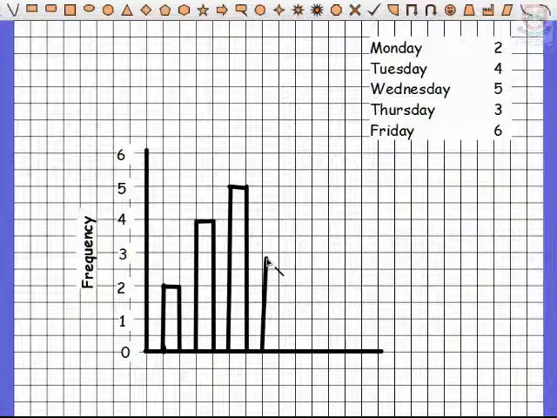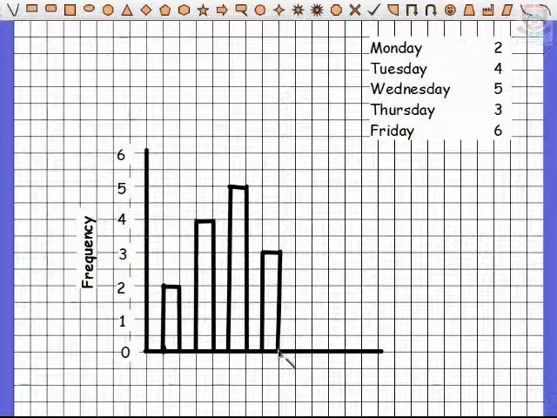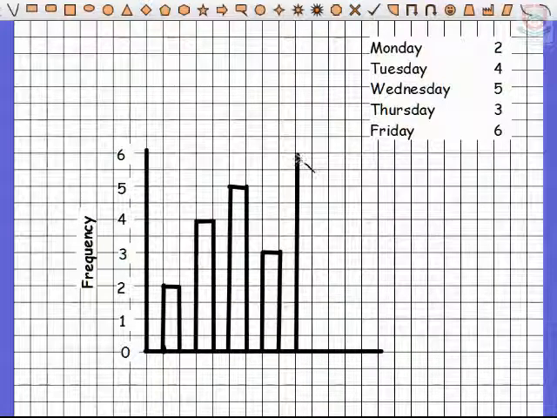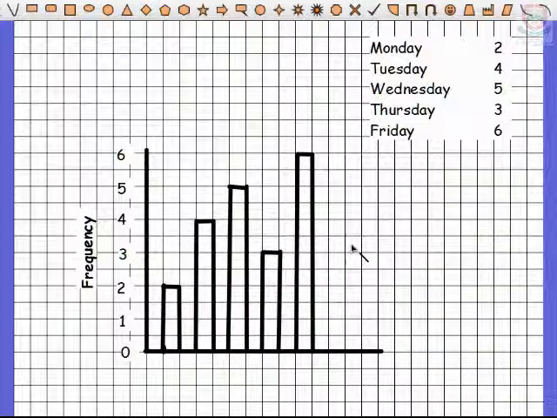Thursday goes to 3, making sure that I am paying attention to the frequency scale that we designed, and not just counting 3 squares. Keep every bar the same width and have the same gap between all of them. This way we can make sure that when we're looking at it, we have a very fair representation of the data and can quite quickly compare each bar and its relationship.